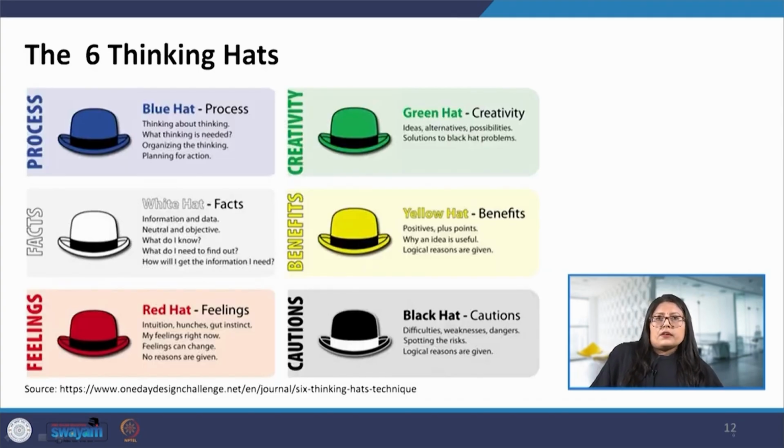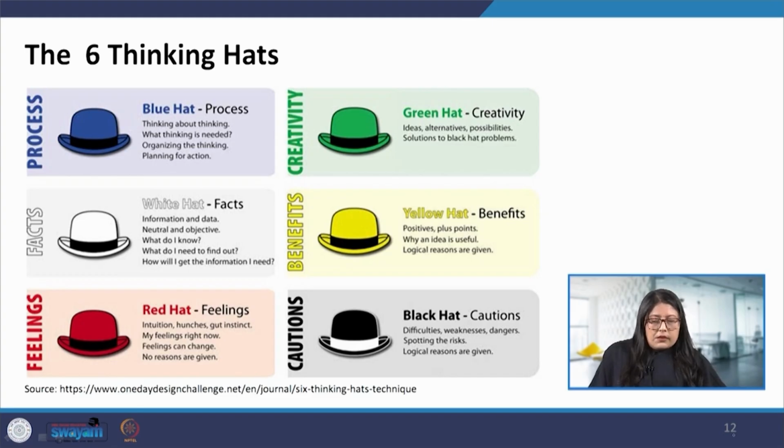So, the next method is the six thinking hats, wherein as you can see there are six colored hats, each denoting a different type of personality or feeling. The blue hat, for example, denotes process. So, if a team member is wearing a blue hat, they will be thinking about the process, how to implement it. If somebody is wearing a red hat, they will be talking from the perspective of feelings. If somebody is wearing a black hat, then they will be critical, very cautious.